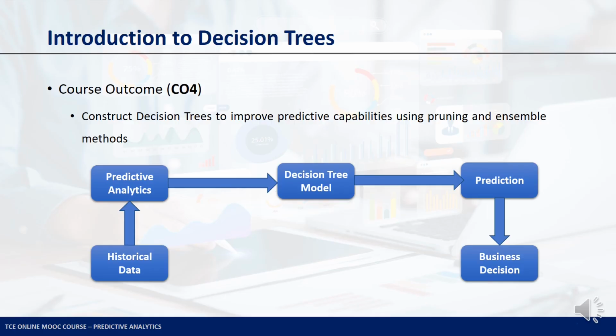Pruning helps us control the complexity of the decision tree. Ensemble methods combine multiple models to improve predictive performance. We will study these concepts in greater detail in the upcoming sections in this module. For today's lecture, our focus is primarily on understanding the foundation: what decision trees are, why we use them, their structure and how they work.